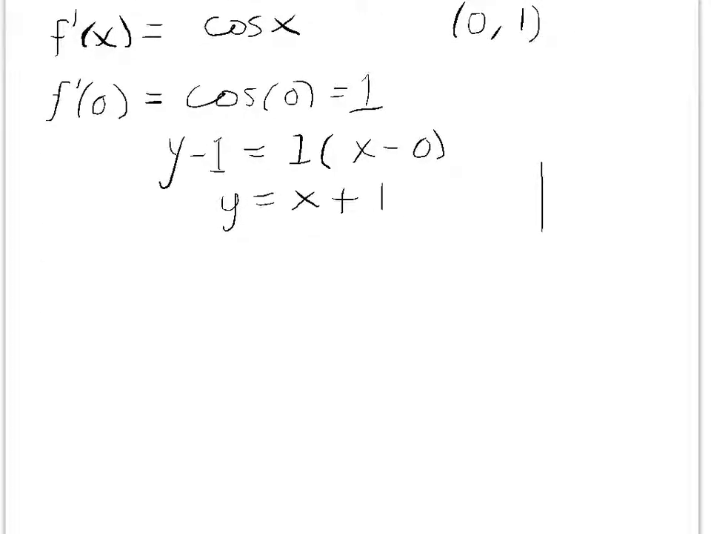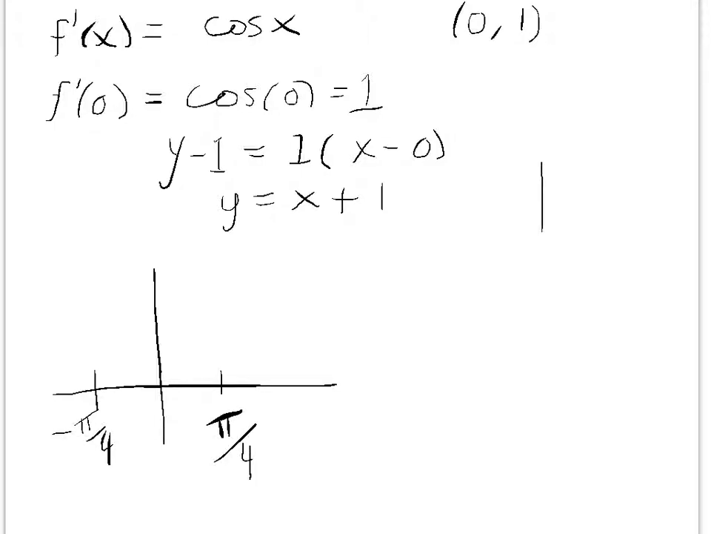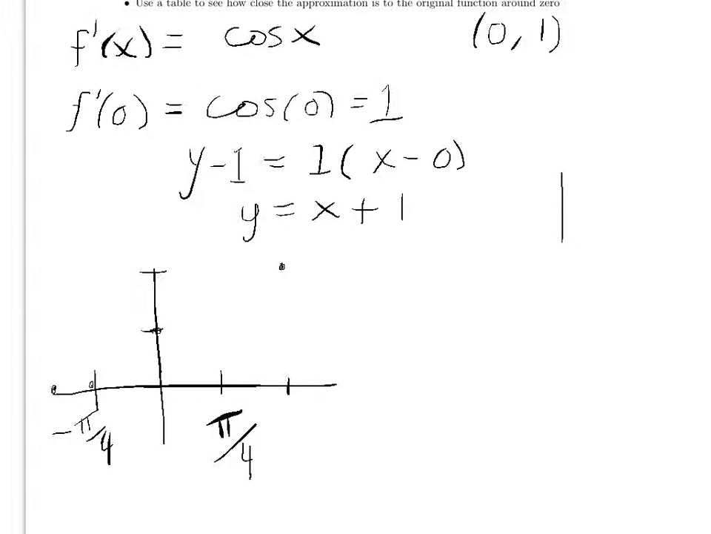Okay, so if I draw this, this is what I'm going to end up with. 1 plus sine x is going to have a minimum over here at negative pi over 2. It's going to be 1 at 0, and it's going to have a maximum up at positive pi over 2.